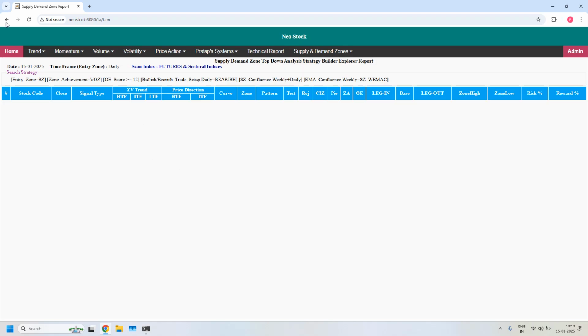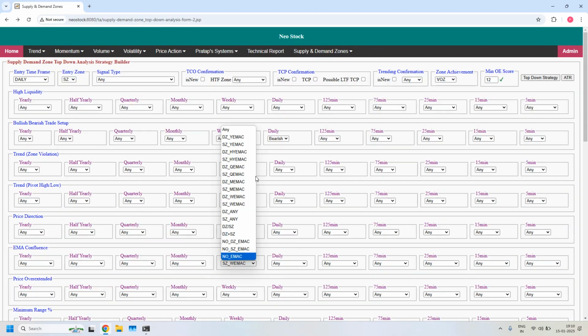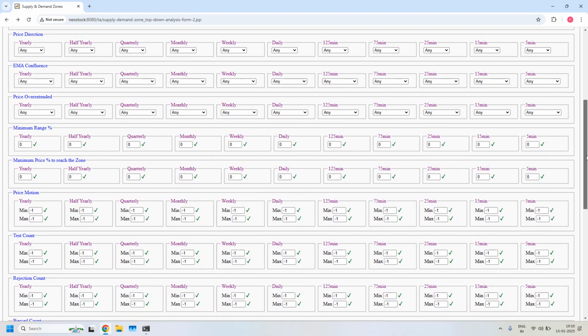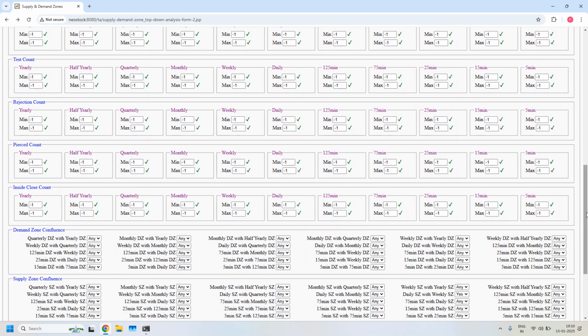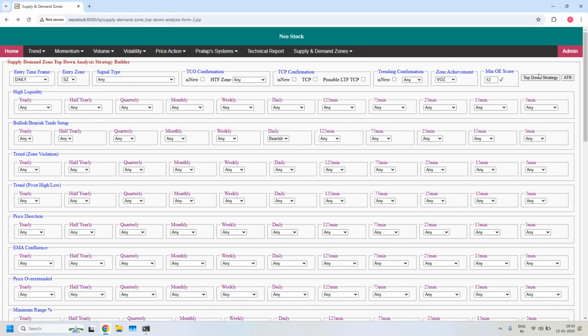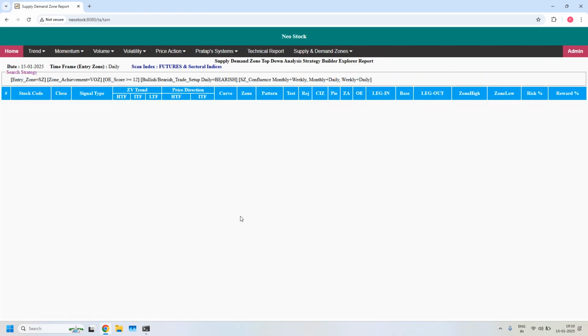Now next let us look for HTF confluence also. LTF, ITF, HTF supply zone confluence. So in the supply zone confluence we have to set 3 filters. First filter is already enabled. Second filter daily supply zone with monthly supply zone confluence. Third filter weekly supply zone with monthly supply zone confluence. With all the 3 filters we did not get any stocks. So this is about bearish trade setup, monthly income trade.